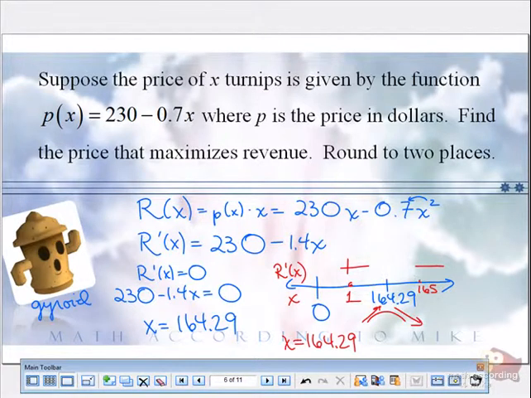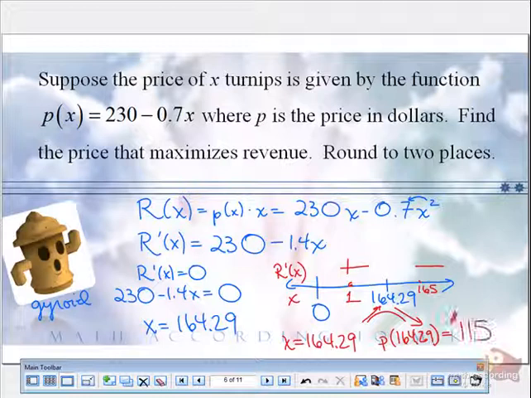So we found the maximum at 164.29. So how do we find the corresponding price? Plug it in. There you go. So we're plugging in this for x in the price function. So you're going to do 230 minus 0.7 times 164.29. Is that rounded to 2 decimal places? 114.997. So yeah, that would be 115 rounded. So when the turnips are priced at $115, then we'll maximize revenue.